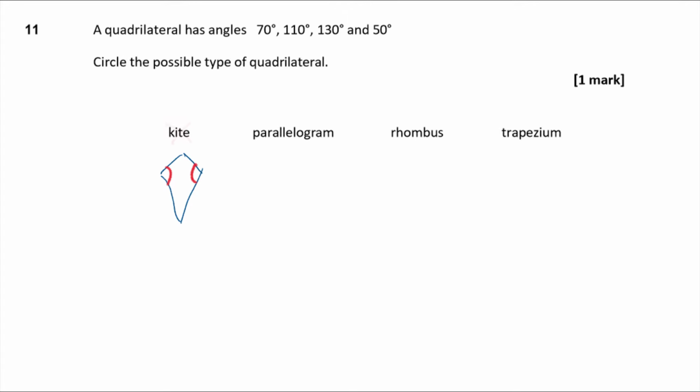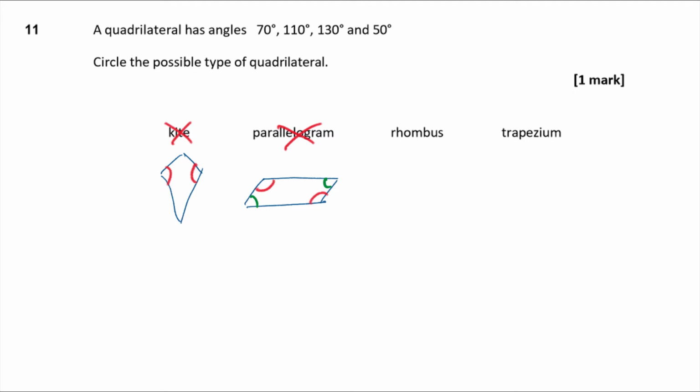So it can't be a kite because a kite has got a pair of opposite angles there that are equal to each other. So what does a parallelogram look like then? Okay, so a parallelogram looks like this. Again, opposite angles are equal, so that one is equal to that one, and actually that one is equal to that one on a parallelogram. So it's got two pairs of equal angles. So again, definitely not the parallelogram.